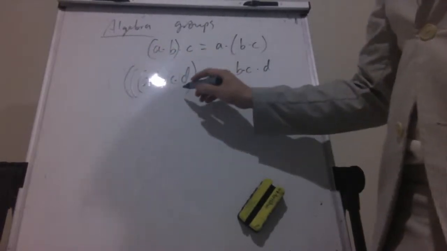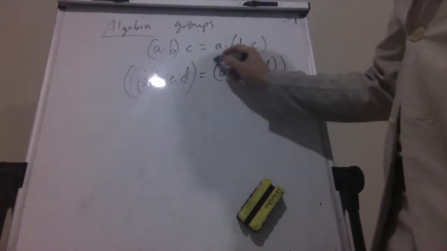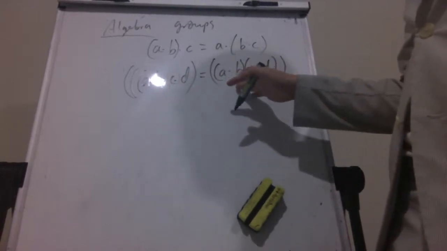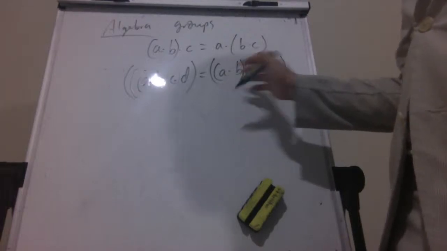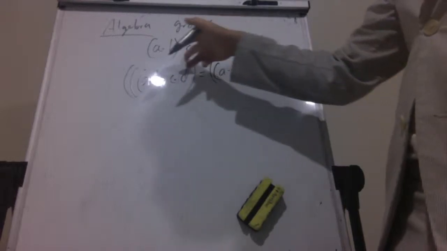So for example, this, then this, then this is equal to this and that. And all the other ways. If you want, you can do it as an exercise. It just follows from this.